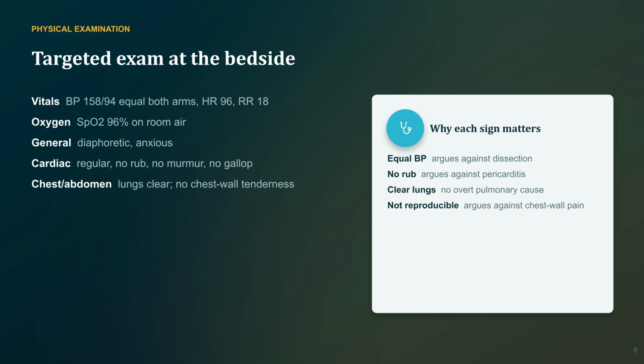Our physical exam remains targeted. While his blood pressure is elevated, it is equal in both arms, which makes aortic dissection less likely. His lungs are clear, and he lacks chest wall tenderness. These findings help us narrow our differential, continuing to prioritize ischemia based on his clinical presentation.